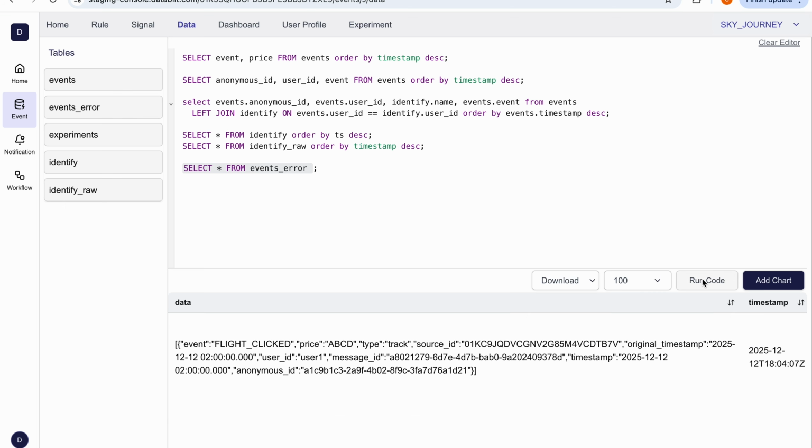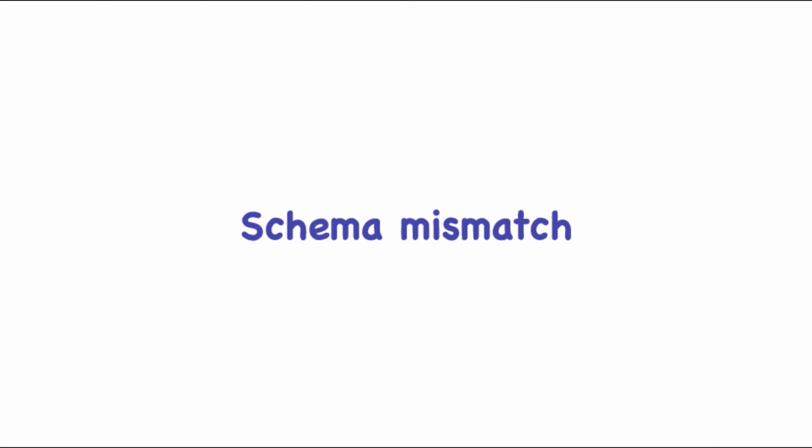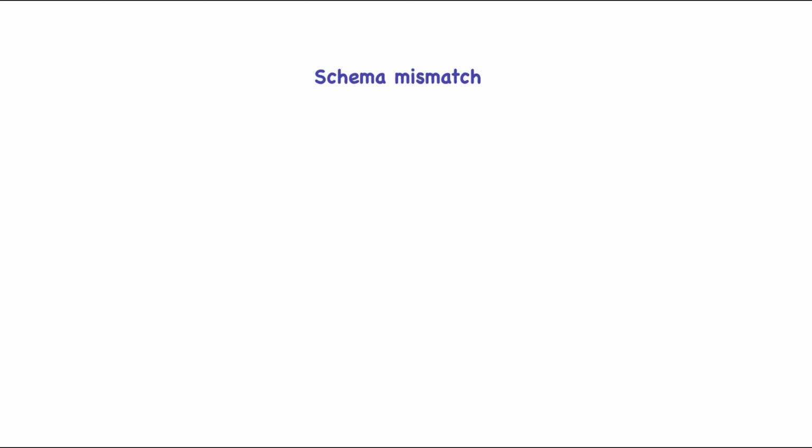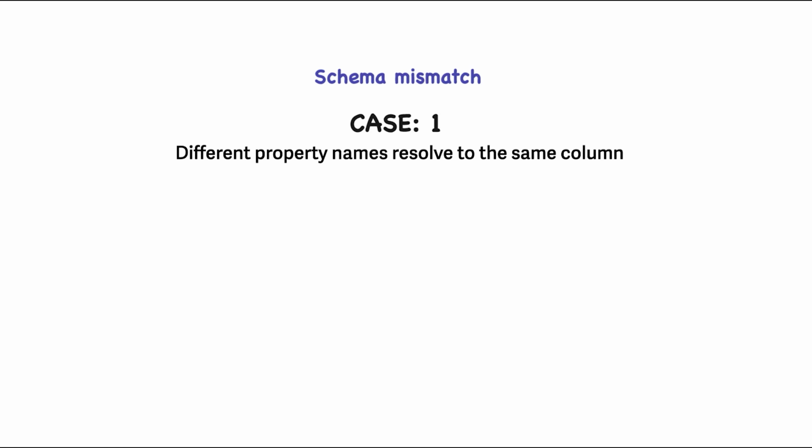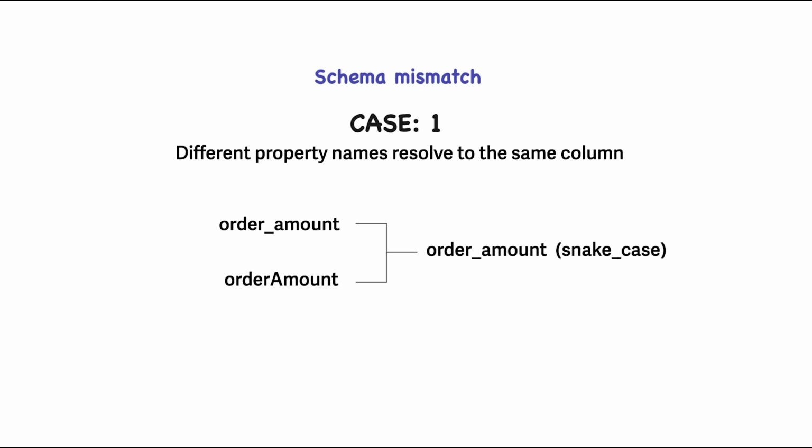Datablit auto-generates the warehouse schema based on your event data. So if your incoming events change format, a schema mismatch error can occur. There can be many scenarios, but here we will discuss two common cases. Different property names resolve to the same column. Here, the order amount is written in two different ways, but Datablit automatically converts both into consistent snake case, so they end up getting mapped to the same field. But in case they send different data types, then the ingestion will fail automatically.